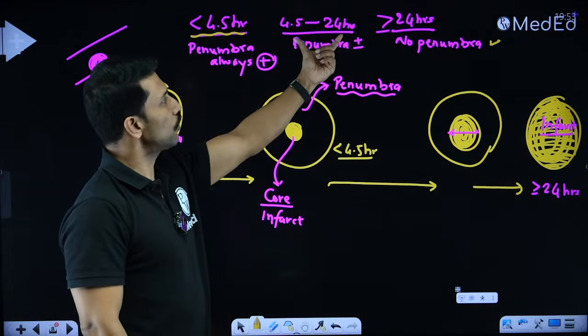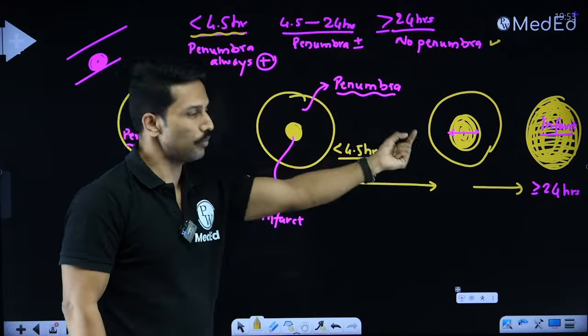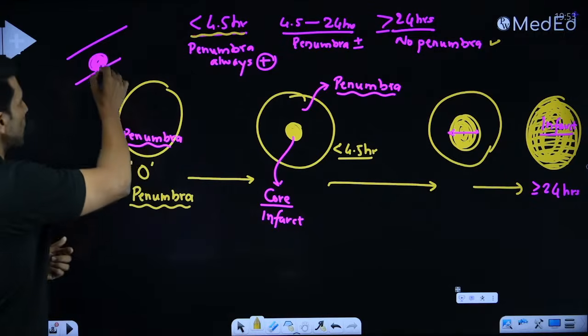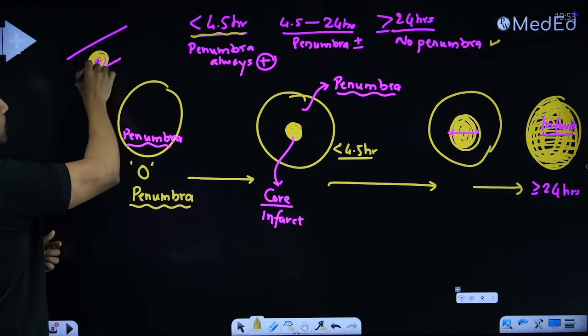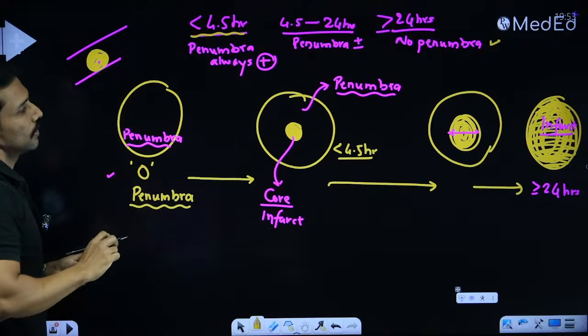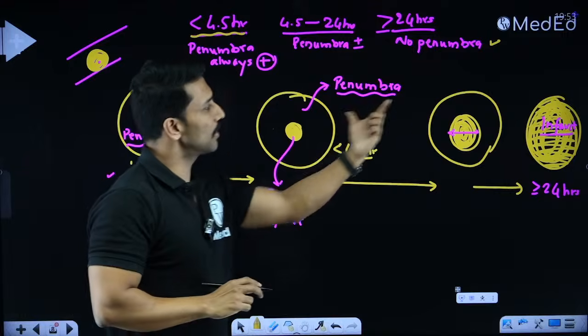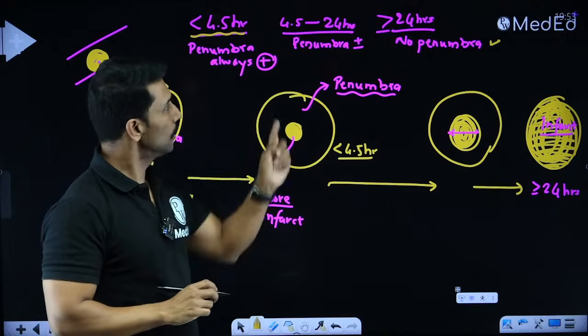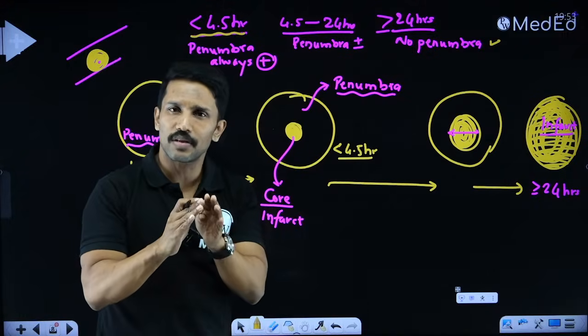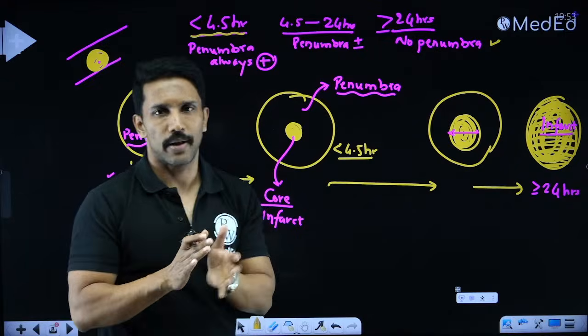More than 24 hours, everything is infarct. Between 4 to 24 hours, you may have penumbra or you may not have, depending on how rapidly the blood vessel was getting blocked. You will have progression from little infarct and large penumbra to everything becoming infarct. So 4.5 to 24 hours, you may have some penumbra or may not have penumbra.